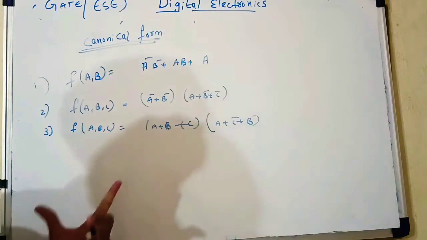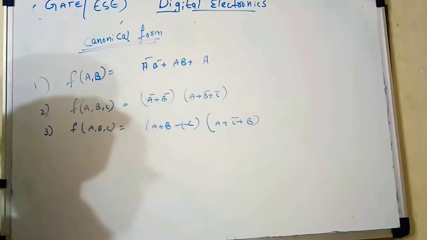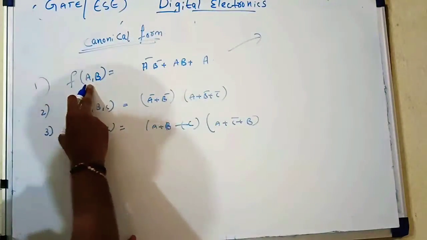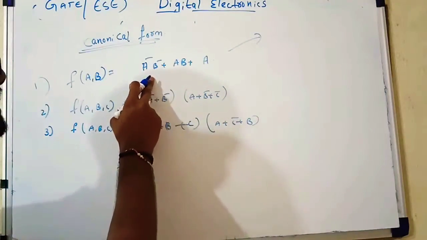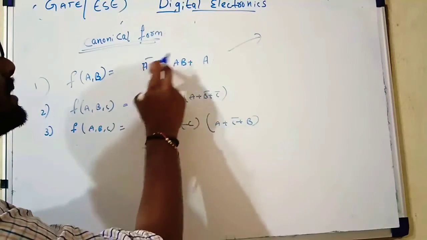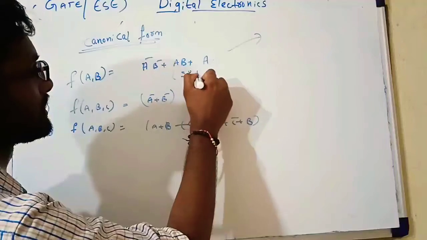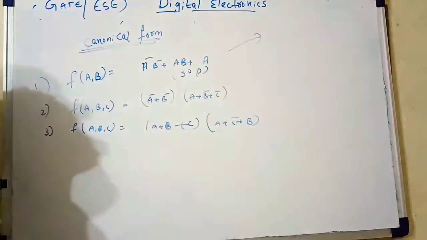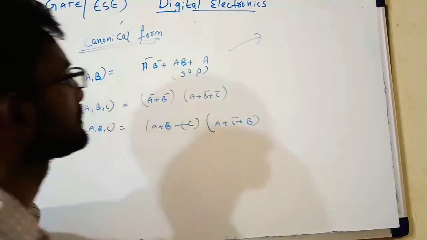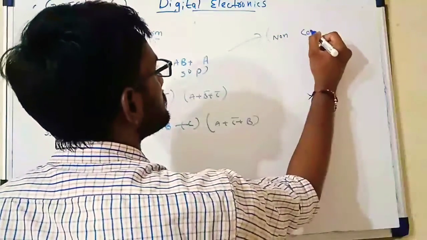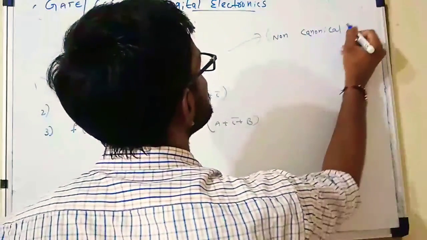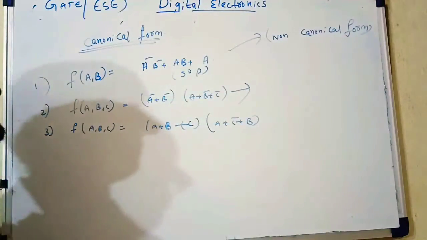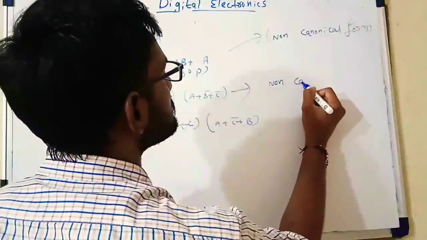Let us see which is a canonical form and which is a non-canonical form. In the first, there are 2 literals, A and B. Check if all literals are present in these terms. Here these are min terms, and this is a sum of products. In these 2 terms all literals are present, but here the literal B is missing, so this is a non-canonical form. Similarly, in the second, the C term is missing, so this is also a non-canonical form.